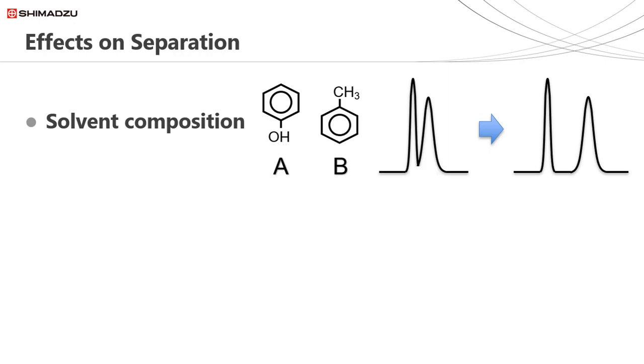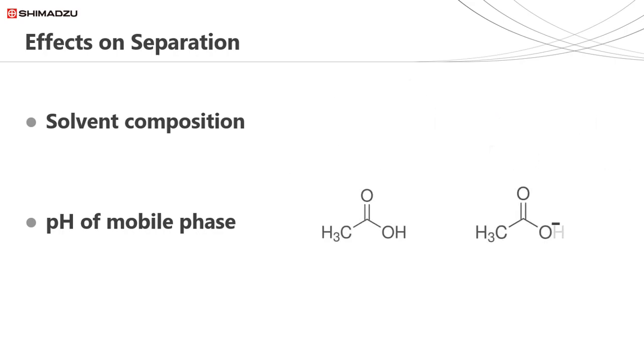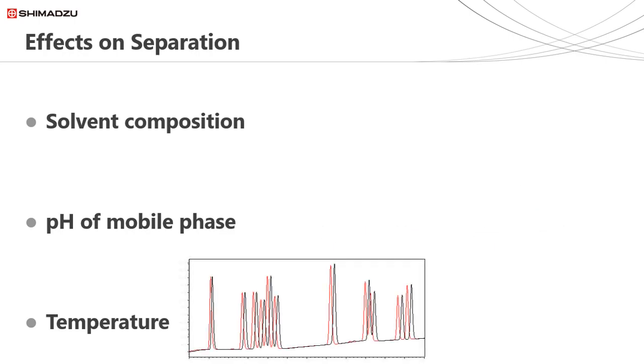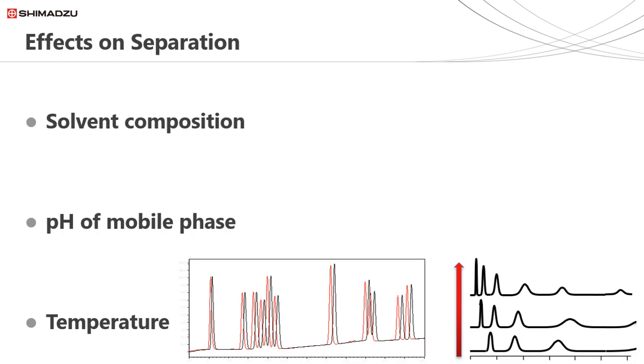We also looked at the effect of pH. Depending on the pH of the mobile phase, analytes will be in either their charged or neutral state, which can affect both peak shape and retention. We also looked at temperature, showing the importance of keeping temperature consistent for good repeatability, and that an increase in temperature can aid our separation.